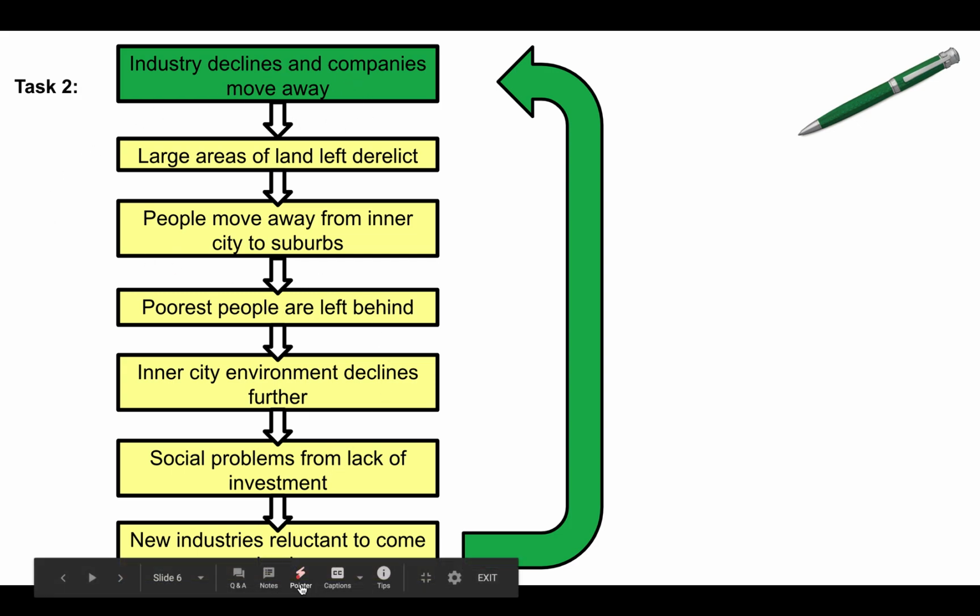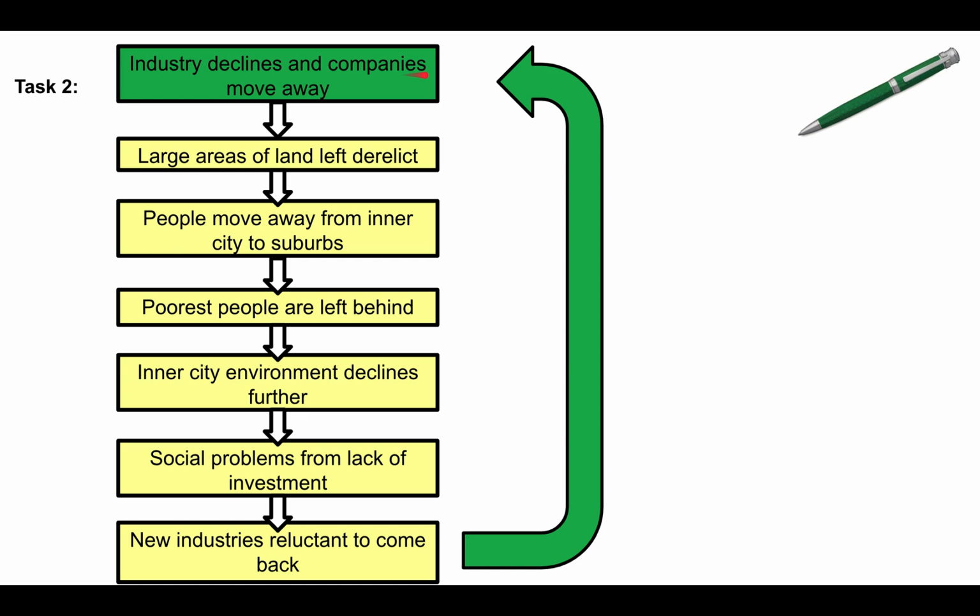So in this example that we've been discussing, the industry that declined was the Docklands and the manufacturing that came with it. The companies moved away in terms of manufacturing. A lot of those went abroad, became overseas companies. And then the Docklands themselves, they moved further out of London to the east. So large areas of land are left derelict. These are abandoned warehouses, factories, the docks themselves. These huge amounts of land that used to have a purpose are no longer being used.